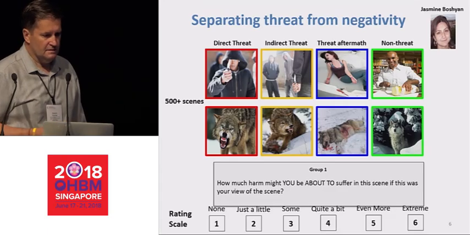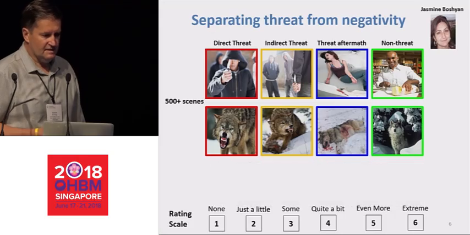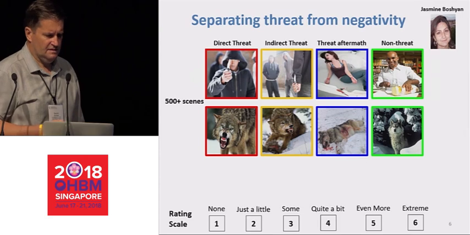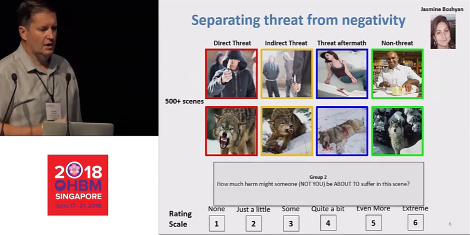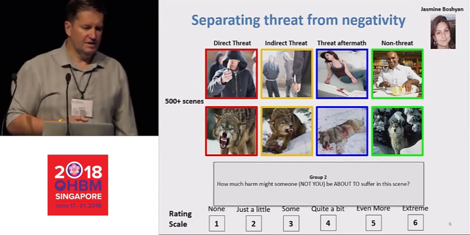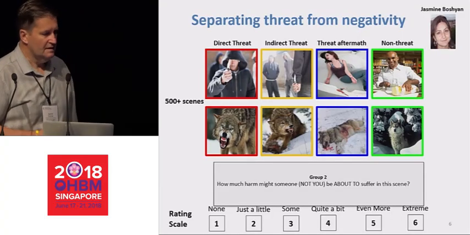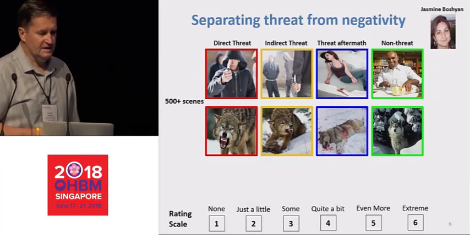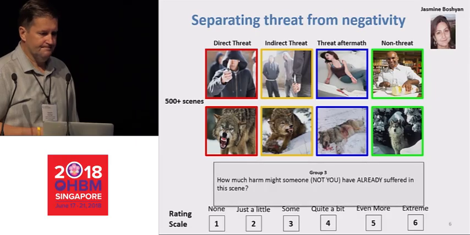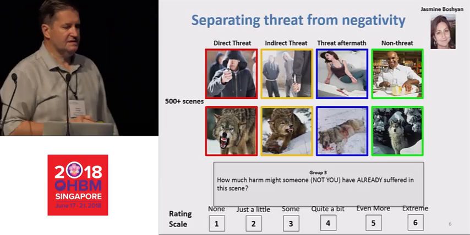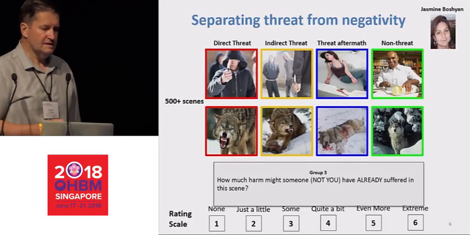The second group was asked a question to identify the indirect threat scenes. So the question was, how much harm might someone else, but not you, be about to suffer? And the third was designed to identify the threat aftermath scenes. So how much harm might someone else have already suffered in the scene?